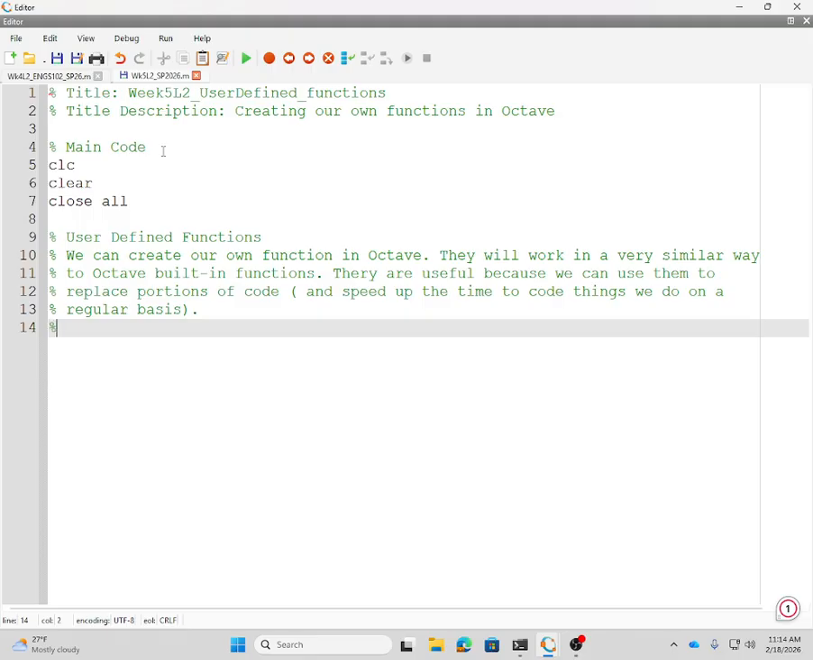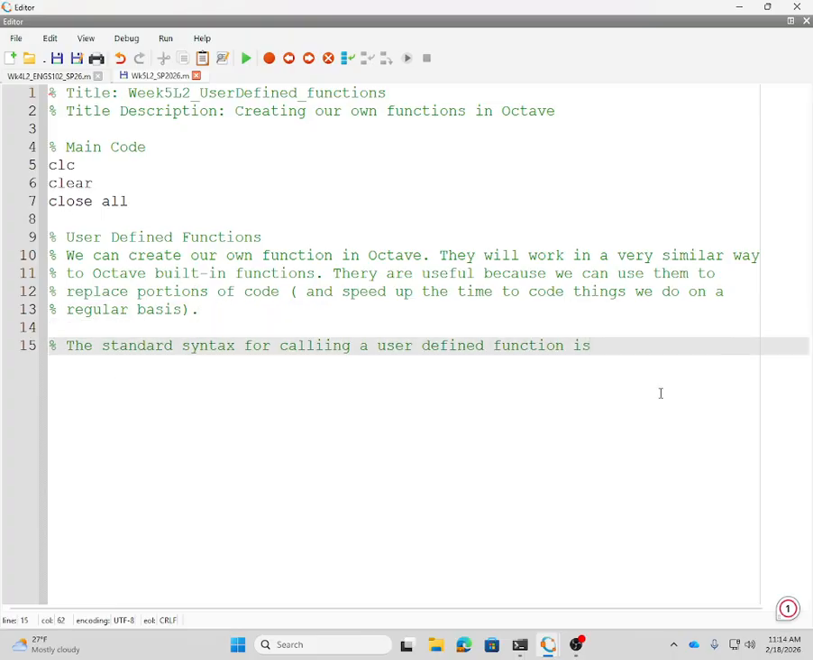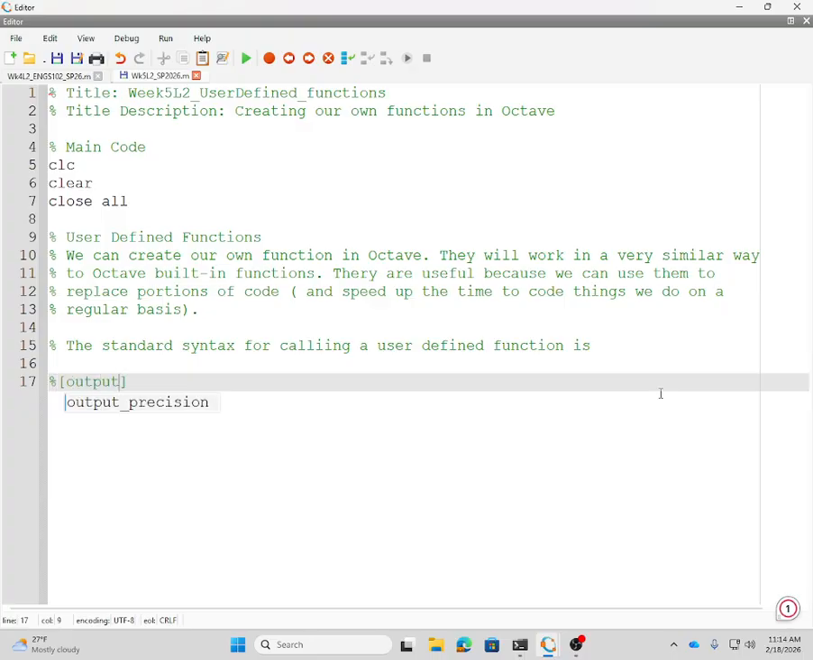So then let's learn a little bit about the syntax. You know, the syntax means the grammar, right? The standard syntax for calling a user defined function is, I'm now giving you the syntax. So you should have a bracket and the output. That's how you're going to call the function, okay? Equal, function name, input.